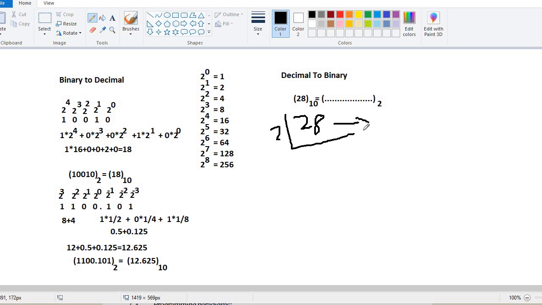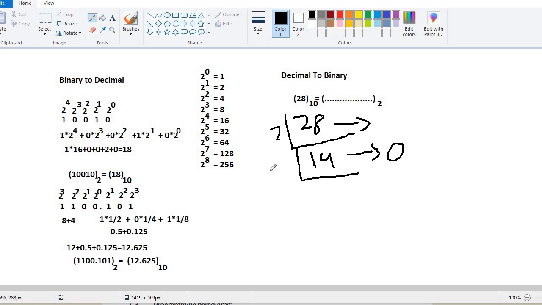So what will it give? 28 divided by 2 is 14. It does not have any remainder. Okay. So I will write 0. Why? Because 28 divided by 2 is 14 and the remainder is 0.